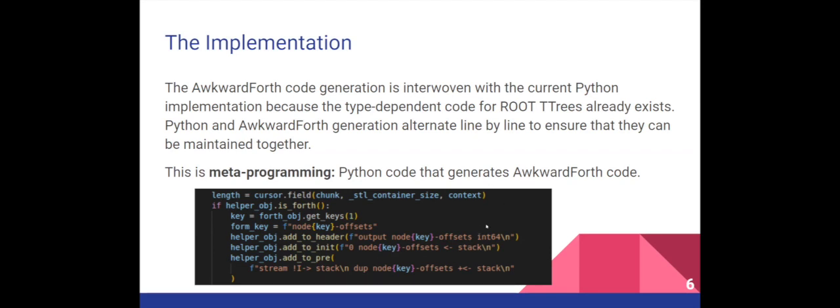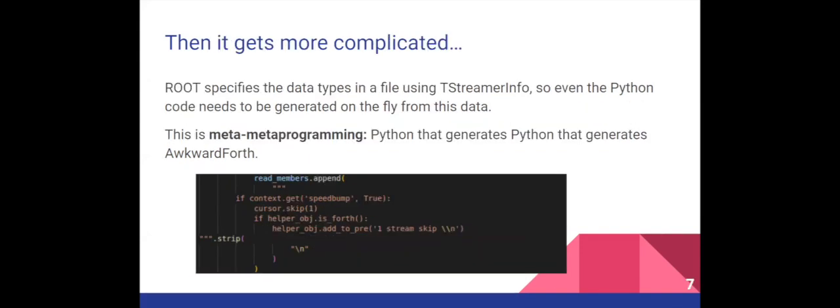This, of course, is called metaprogramming, which is writing Python code that generates AwkwardForth code. You can see what this looks like in the image below. It's a bit weird to get used to, but that's where it gets even weirder. There are ROOT file types which specify the data type in a file using TStreamerInfo. So even the Python class that reads that data type has to be generated on the fly. So what I had to do to interweave Forth code generation with this was metaprogramming, which is Python that generates Python that generates AwkwardForth. You can see a very, very simple example of metaprogramming in this image below. Of course, if you want to look at it more deeply, you can go to the GitHub repository of Uproot.